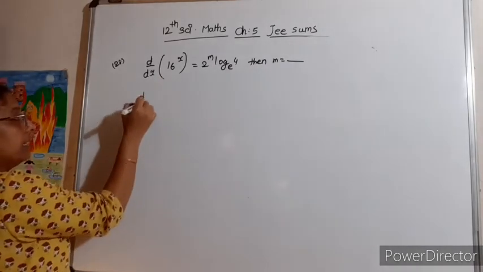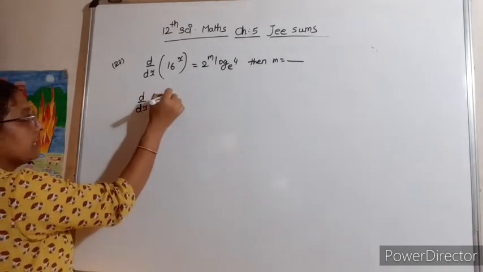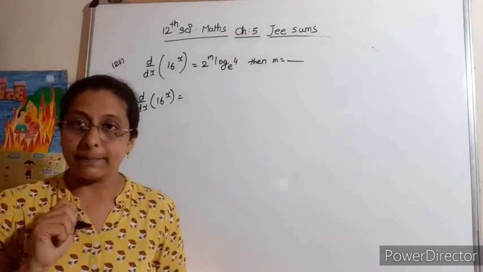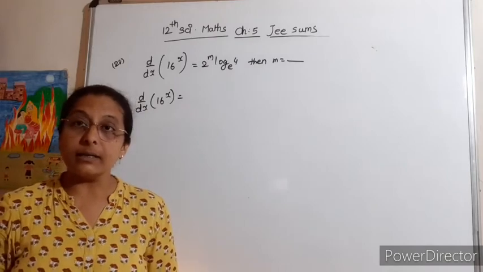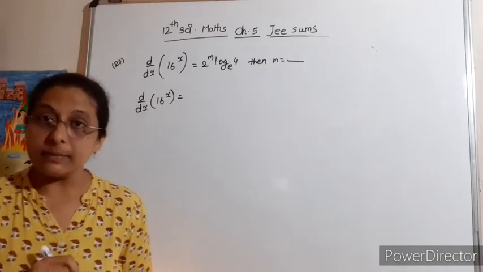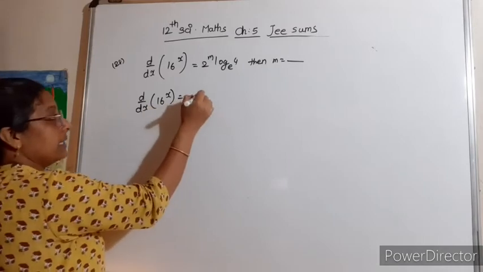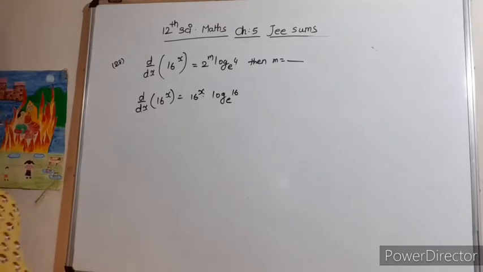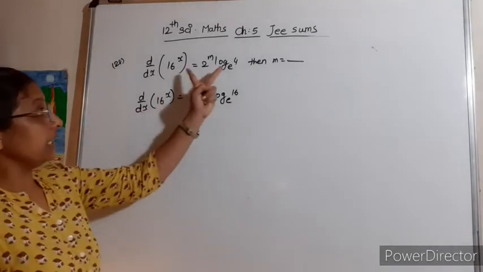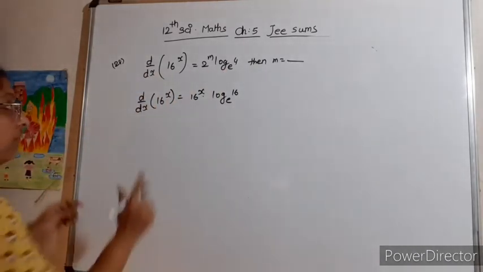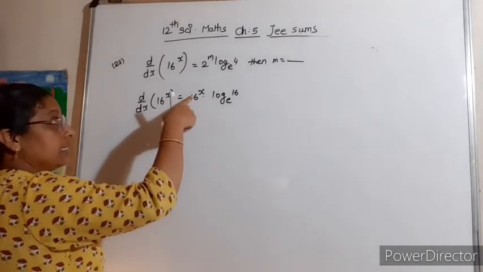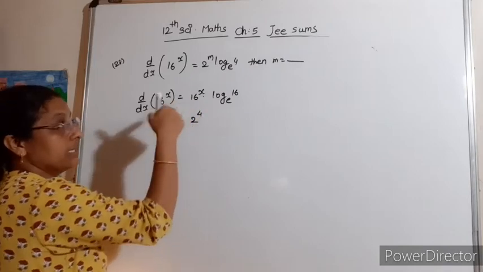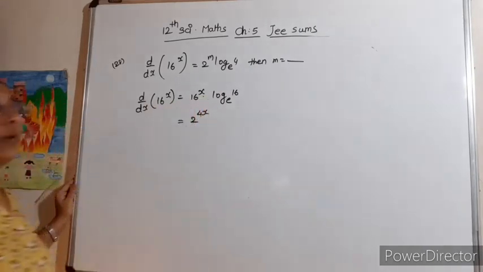So here d by dx of 16 raised to x is equal to. Okay, this is the form a raised to x. A raised to x की derivative क्या है? A raised to x log a base e. So here a is 16 raised to x log 16 base e is given. Now what? आपको ये form लाना है. So I will do it here. 16 raised to x मुझे 2 raised to करना है तो 2 raised to 4 is 16. So 2 raised to 4x कर दिया.